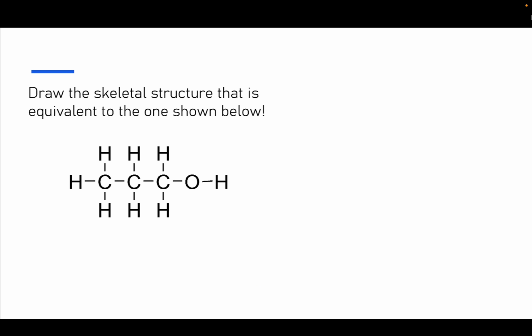All right, hopefully you've been able to take a stab at this. Here is the skeletal structure for this. We want to make sure there's 3 carbons. That's very important. So carbon 1 at the end, then 2 is corner 1, 3 is the next corner, and then the OH at the end. We do need to show the oxygen as part of this molecule. And this is going to be propanol.